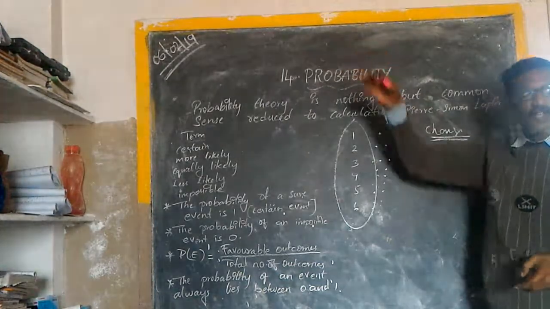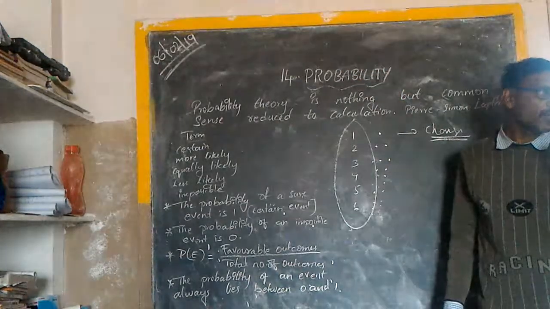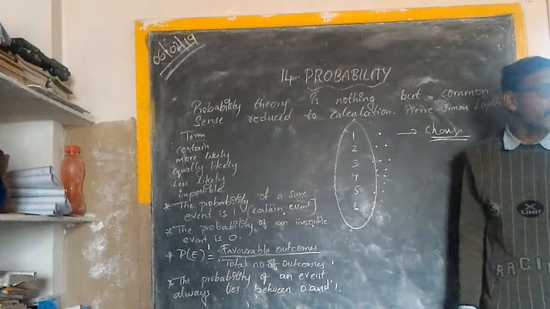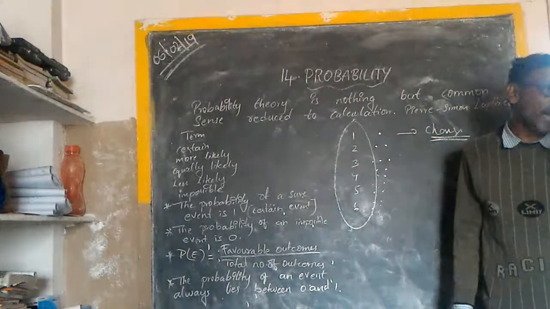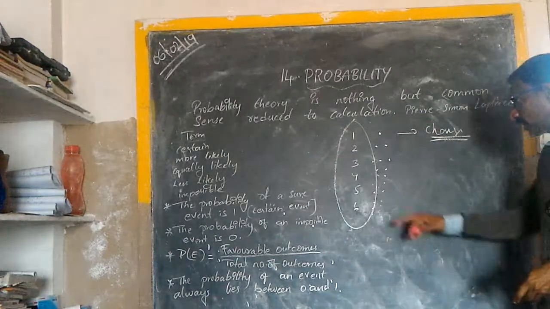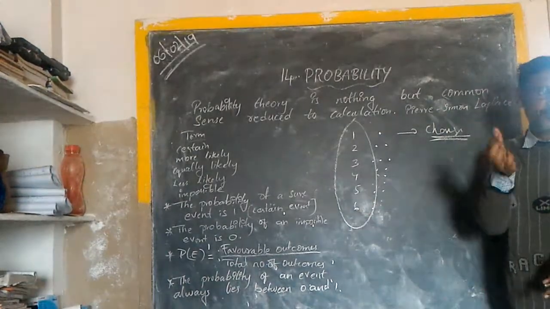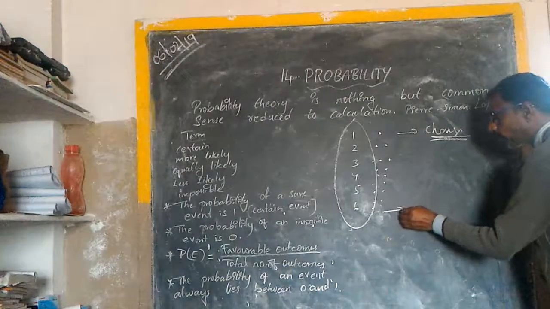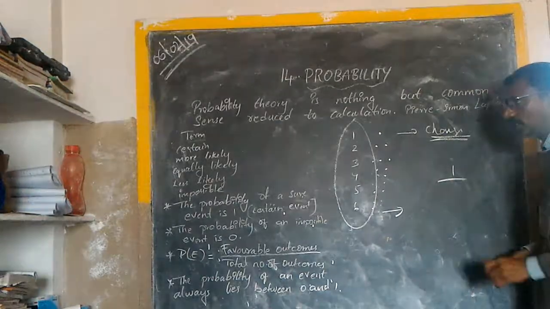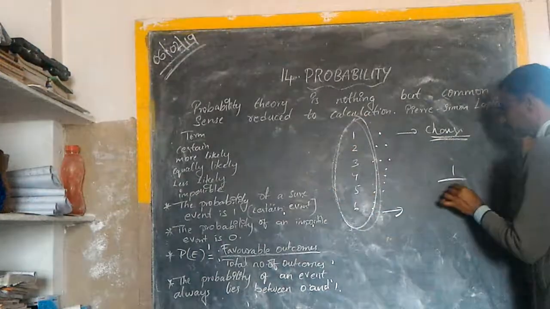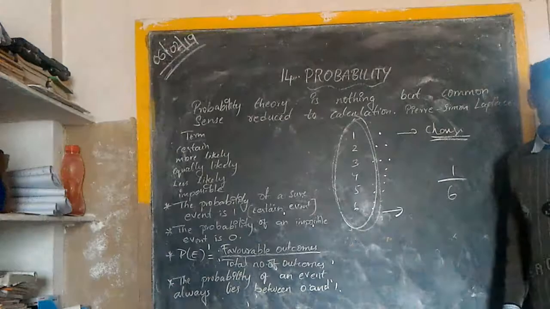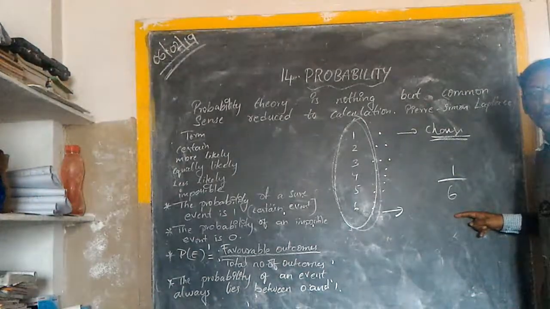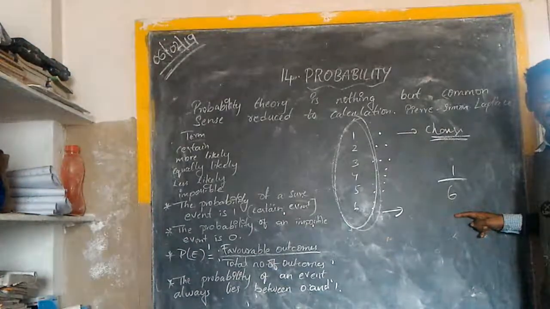Suppose these are the total chances when it is here. When it falls down, it shows only one chance. It will show only one number: maybe 1, maybe 2, maybe 3, maybe 4, maybe 5, maybe 6. That is one chance we consider. Suppose 6 appears on the top. 6 is one chance. You take only one chance. But how many chances do we have? 6 chances. So here one chance is divided by the total number of chances.